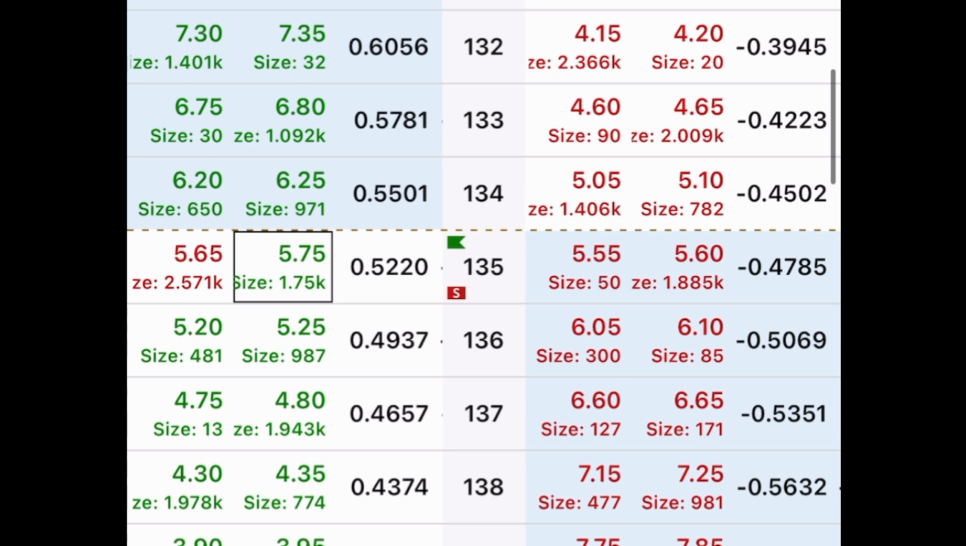On the options chain, you'll notice our position is marked by a small green flag, and just below it, a small red S. That red S indicates a sell order has been placed on this position, giving us a clear visual cue that we're actively looking to close the trade.